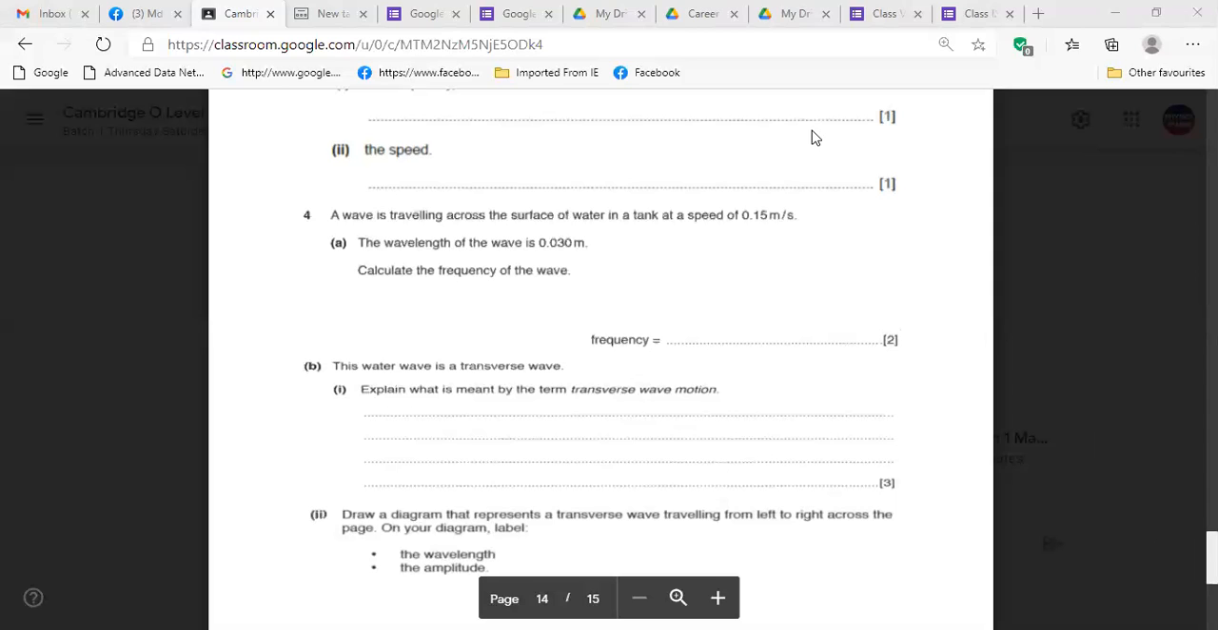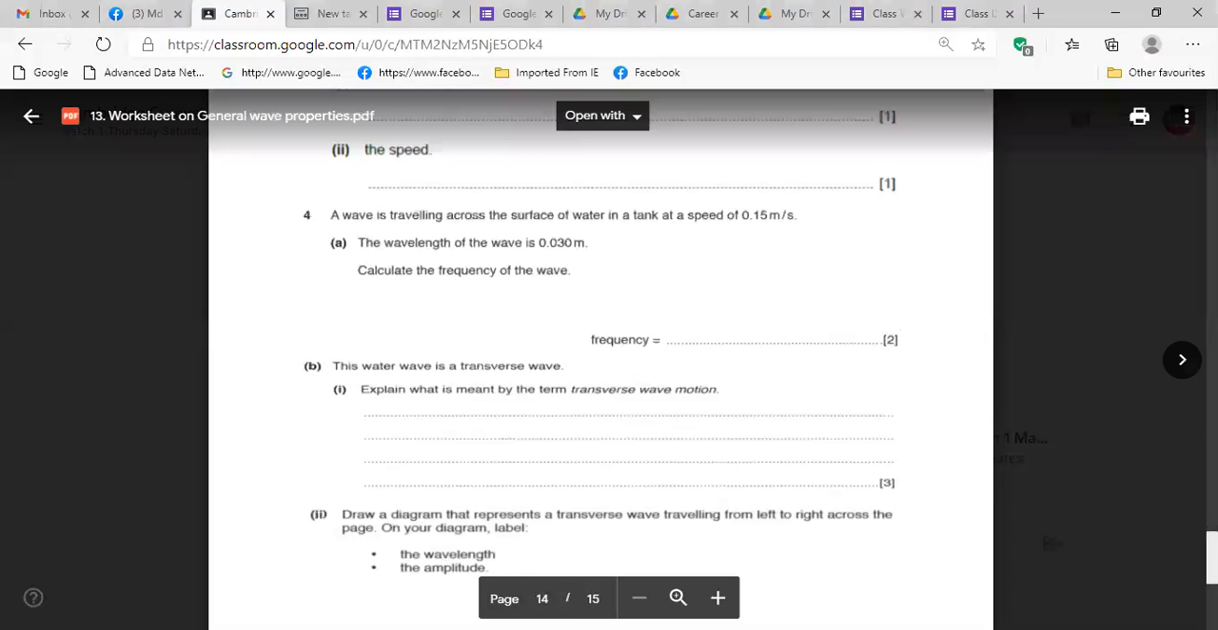Okay. You got the answer here. Can you tell me again the answer? Sorry, sir, what is the answer again? 3.1 multiplied by 10 to the power 14. So you got F equals V by lambda, right? Yes, sir. And what is the value of V here? 3.1 multiplied by 10 to the power 8.